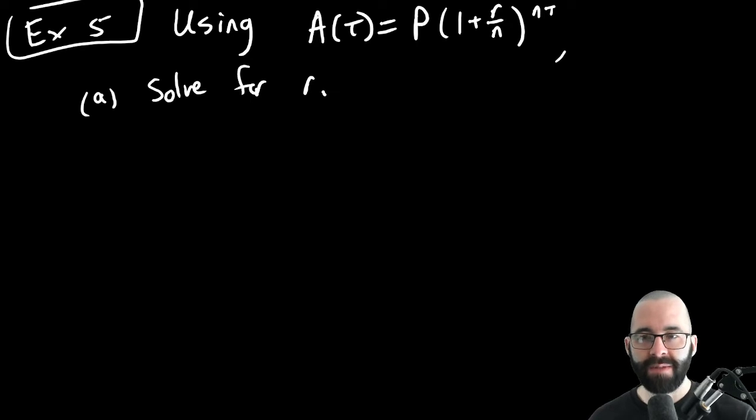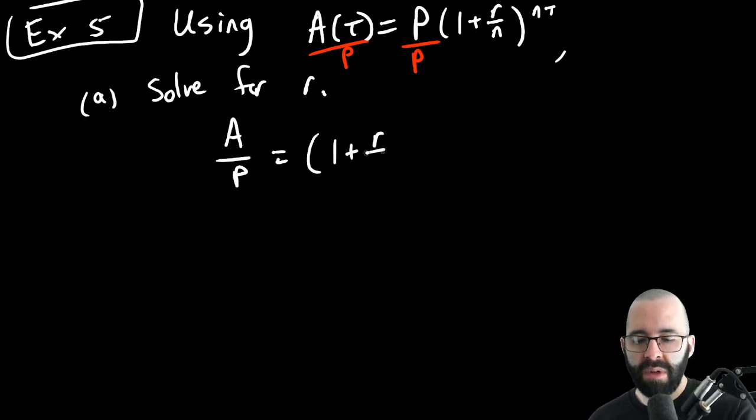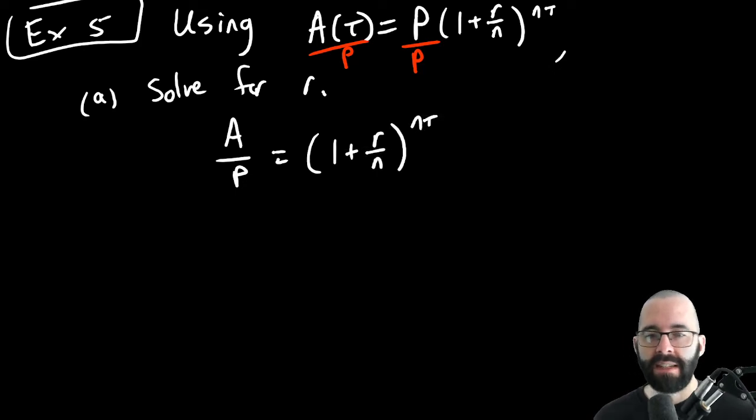Ooh, that's a lot of work. We're going to do it in steps. So first off, we have a number times a mess. We have to divide by that number. We're going to divide P on both sides. Divide by P, divide by P. The left-hand side just becomes A. It's still A of t, but we're not having it as a function anymore, so let's just write it as A. A over P. The P's cancel on the right-hand side: 1 plus r over n to the nt.